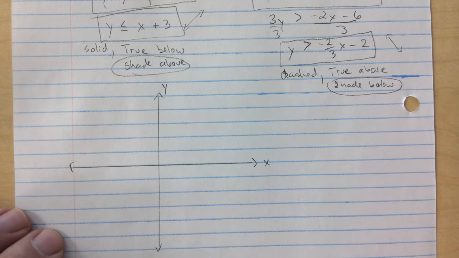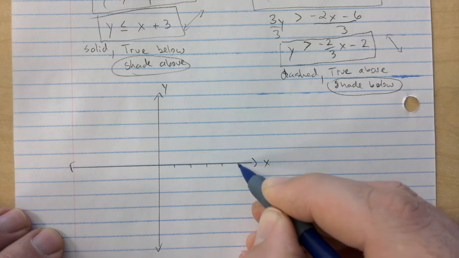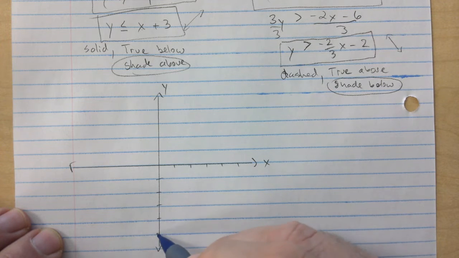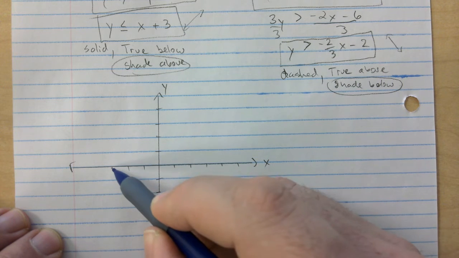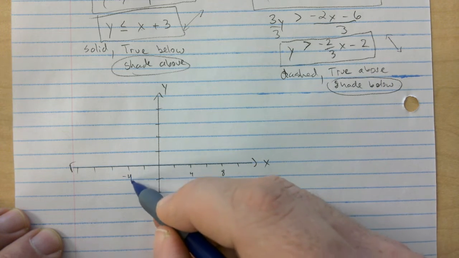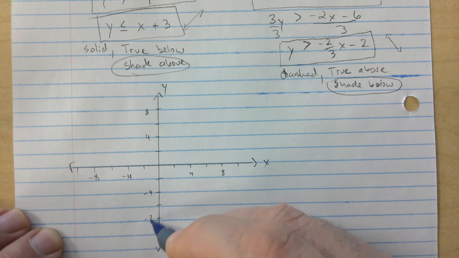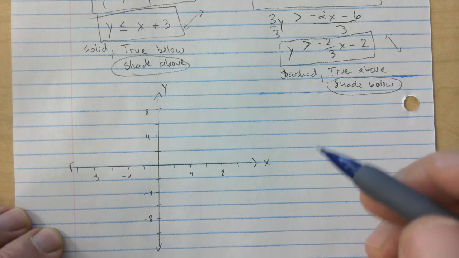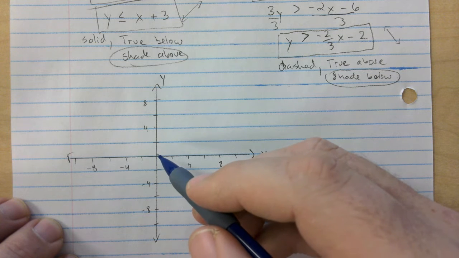And I look at my values, 3, -3. If I go 10 in every direction, I'll be fine. So 2, 4, 6, 8, 10, 2, 4, 6, 8, 10, 2, 4, 6, 8, 10, 4, 8, -4, -8, 4, 8, -4, -8. Okay. We're good?